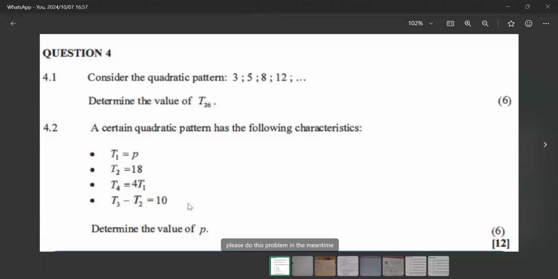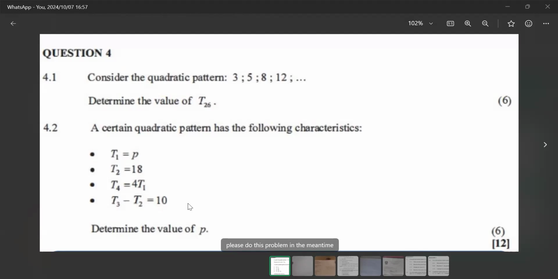So let's analyze. They gave us the conditions, or the characteristics as they call them. A certain quadratic pattern has the following characteristics. The first term is p. The second term is 18. We don't know what term number 3 is, but term number 4 is 4 times term number 1. In other words, term number 4 is 4p.